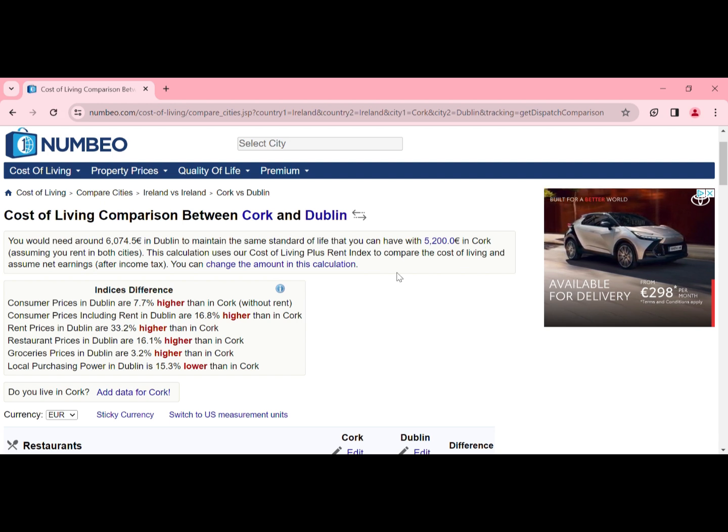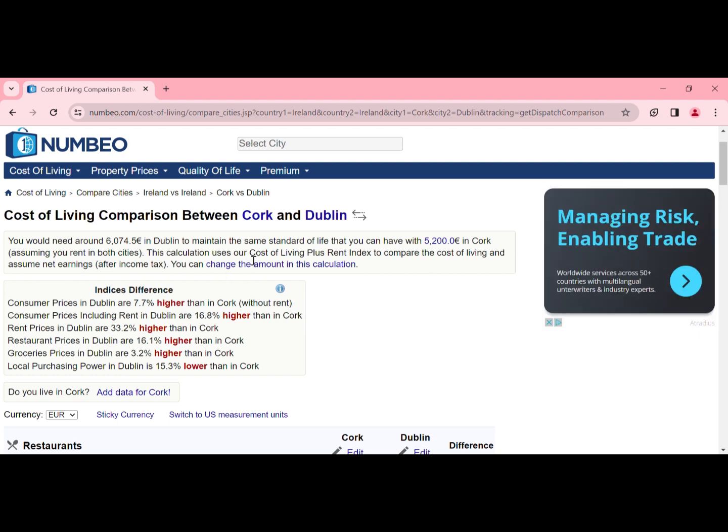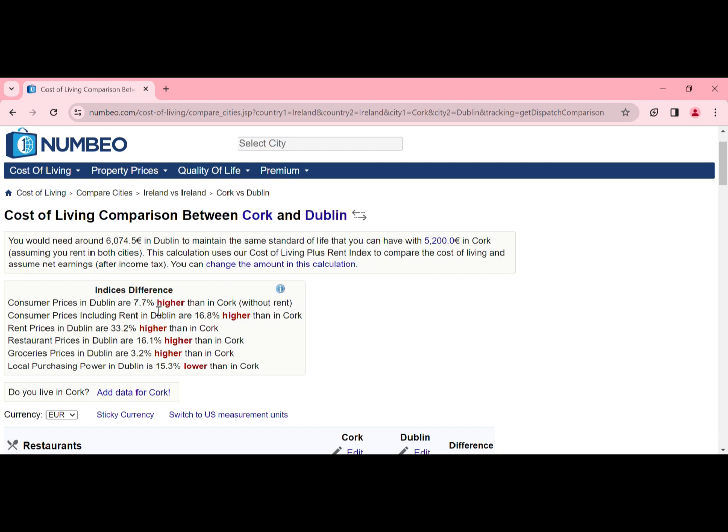Okay, assuming you rent in both cities. This calculation uses our cost of living plus rent index to compare the cost of living and assume net earning. Consumer prices in Dublin are, let's say, 7.7% higher than Cork without rent, and consumer prices including rent in Dublin are 16.8% higher. So you have all of that.